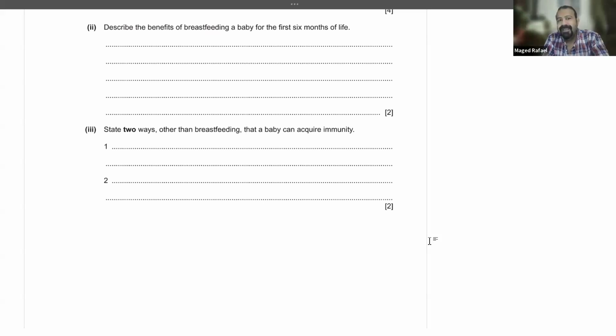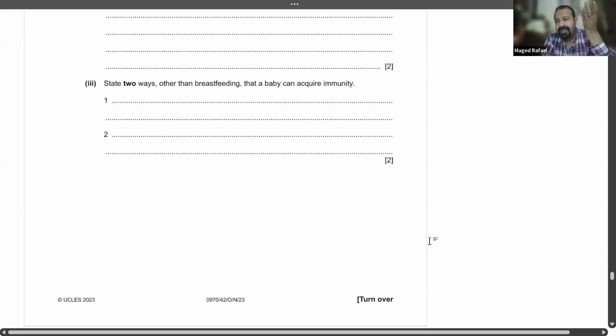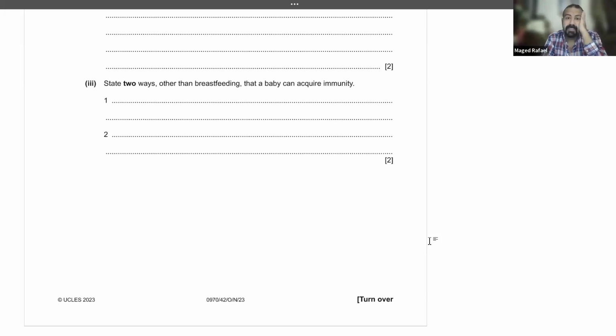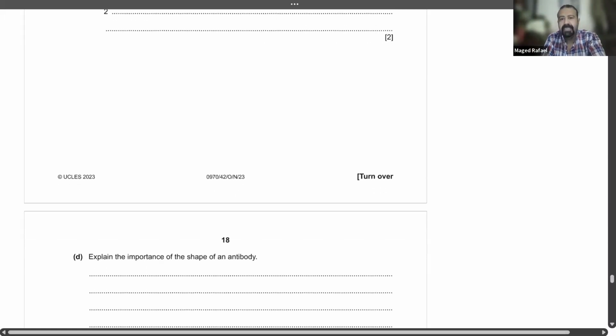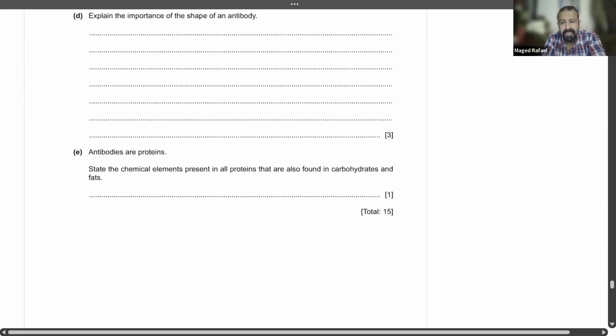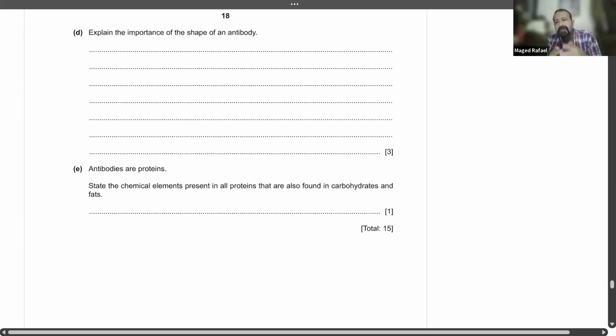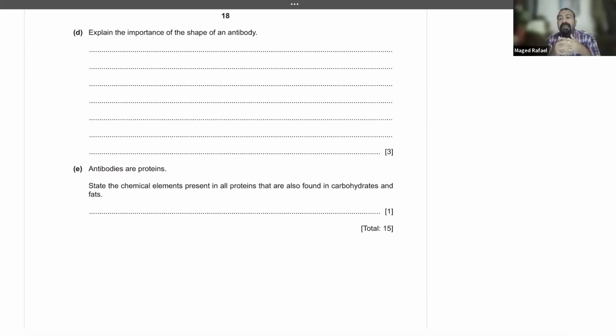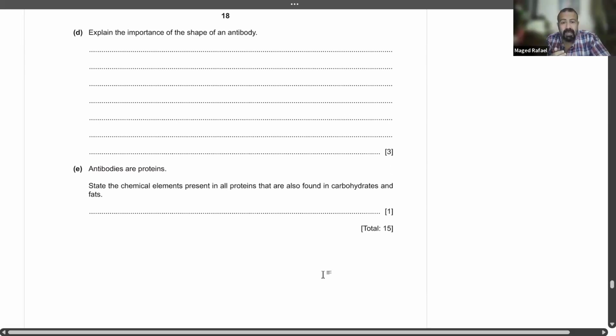Look at the way of thinking. It is possible that we don't think about talking about the infection at all, but it is a method. So vaccination or infection. Explain the importance of the shape of the antibody. Last 2 questions. Of course you need to talk about the antibody and the antigen and how they form a complementary shape and how it develops into a memory cell. That's 3 marks. Last question, antibodies are proteins.